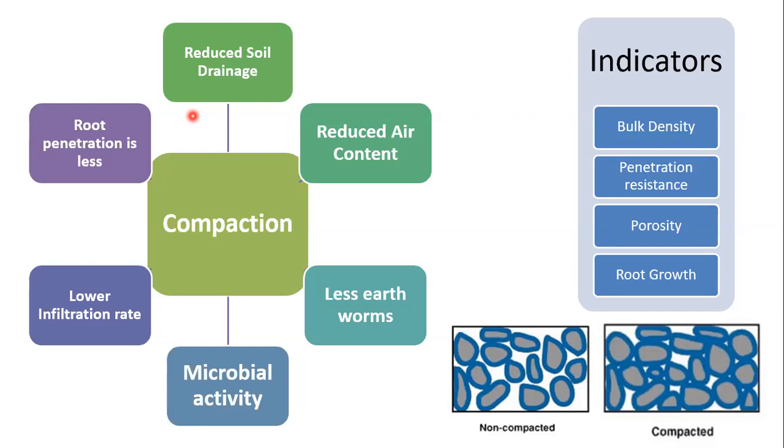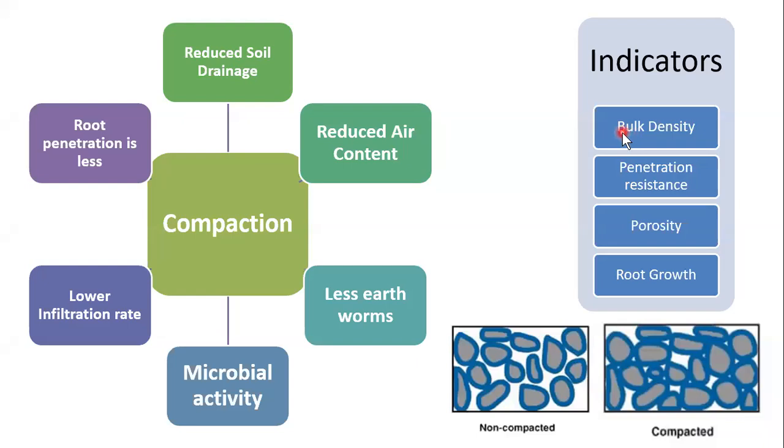So when we have compaction, we can have plenty of issues. For example, if we have reduced soil drainage, we may have waterlogged conditions. When we have less root penetration, we may have reduced nutrient acquisition by the plants. So there are a lot of issues. So what are the indicators which we generally use to know whether the soil is compacted or not? For example, we have bulk density.